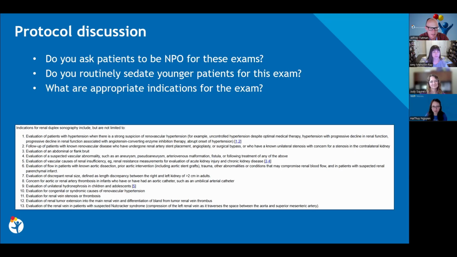So we are not currently making these patients be NPO. I don't know what the right answer is for that, but theoretically it could decrease bowel gas and give you a better quality exam, but I haven't personally noticed that.